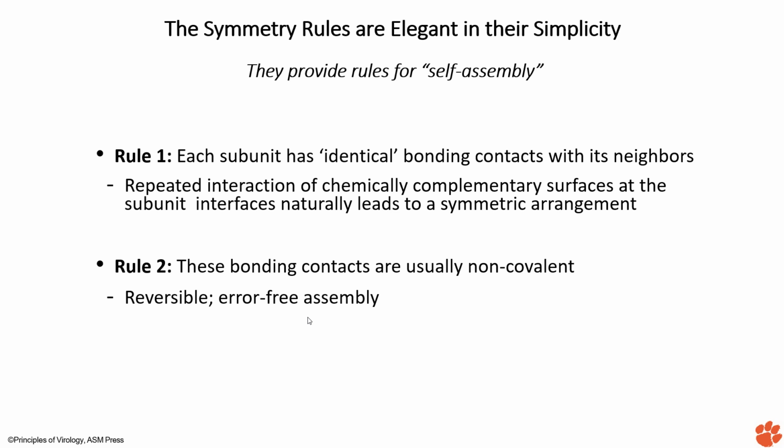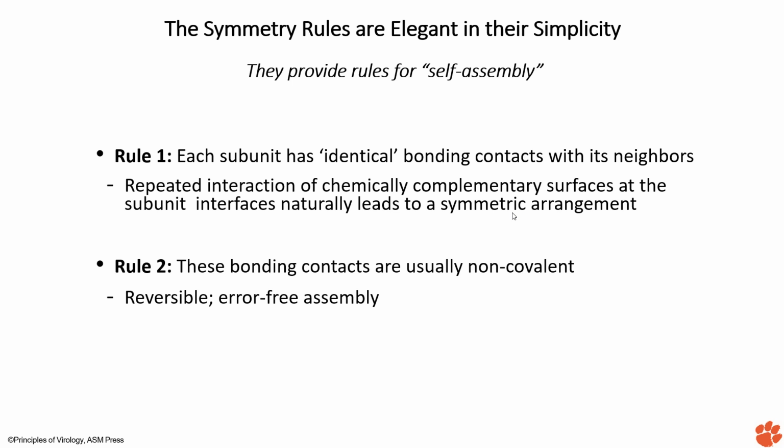So the first is that this symmetry also provides the rules of the self-assembly that we talked about, how these structures assemble in the cell before they get out of the cell to infect others. Each subunit has an identical bonding contact with its neighbors, and the repeated interaction of chemically complementary surfaces at the subunit interface naturally leads to a symmetric arrangement. This is like fitting the puzzle that I was talking about. They are similar so that they can self-assemble this way.